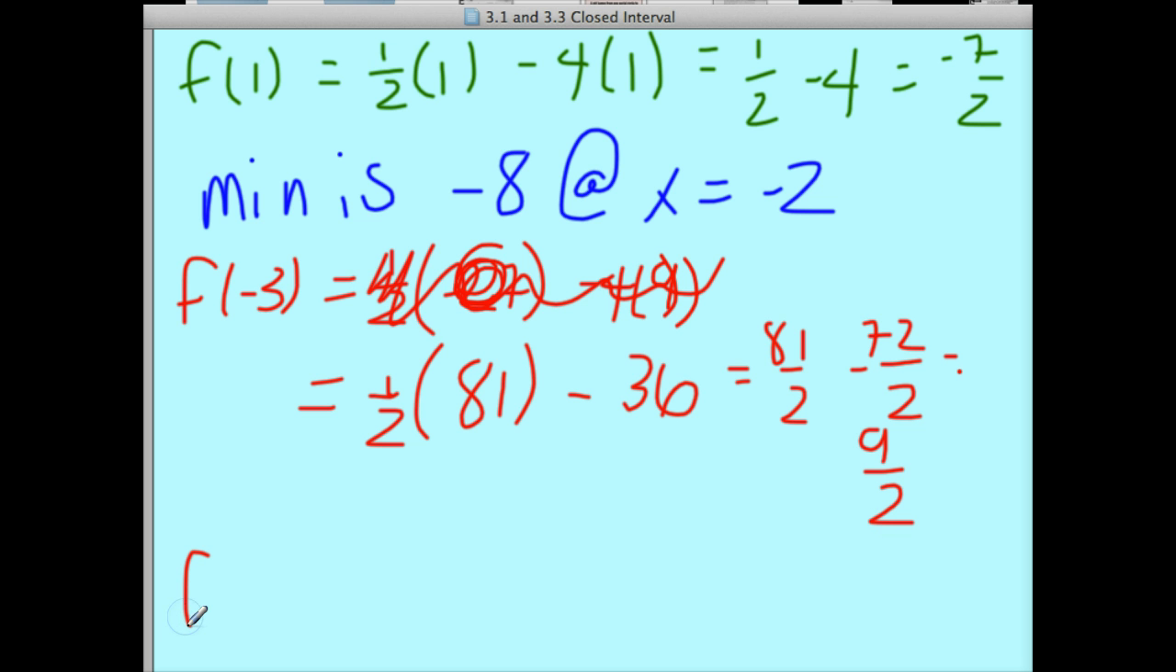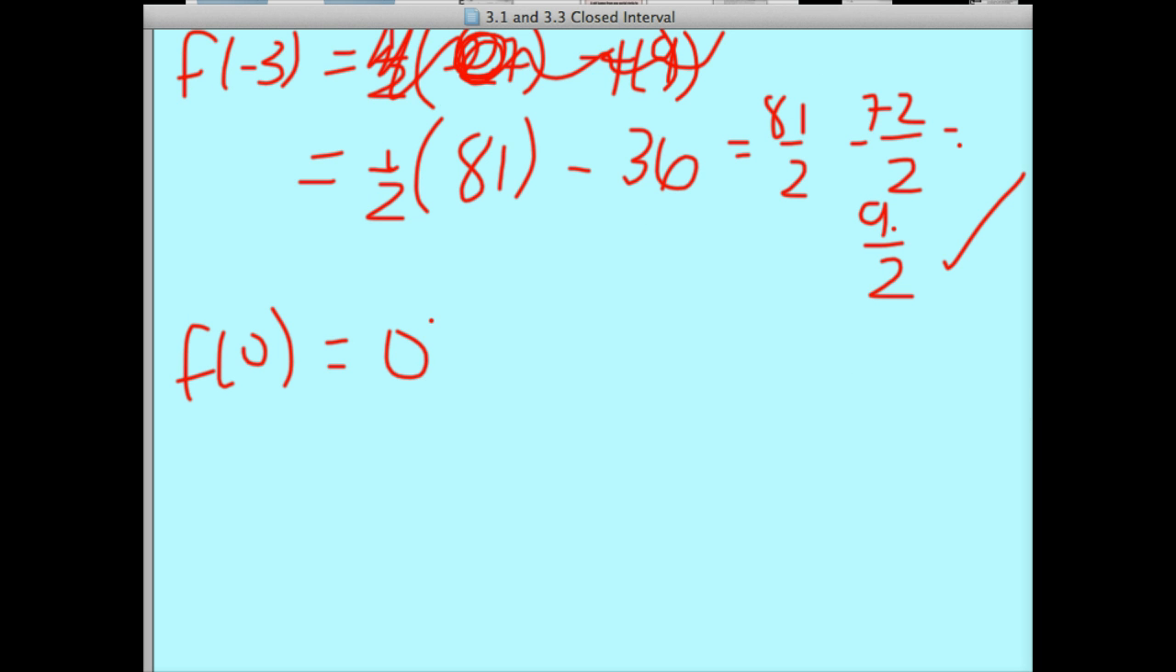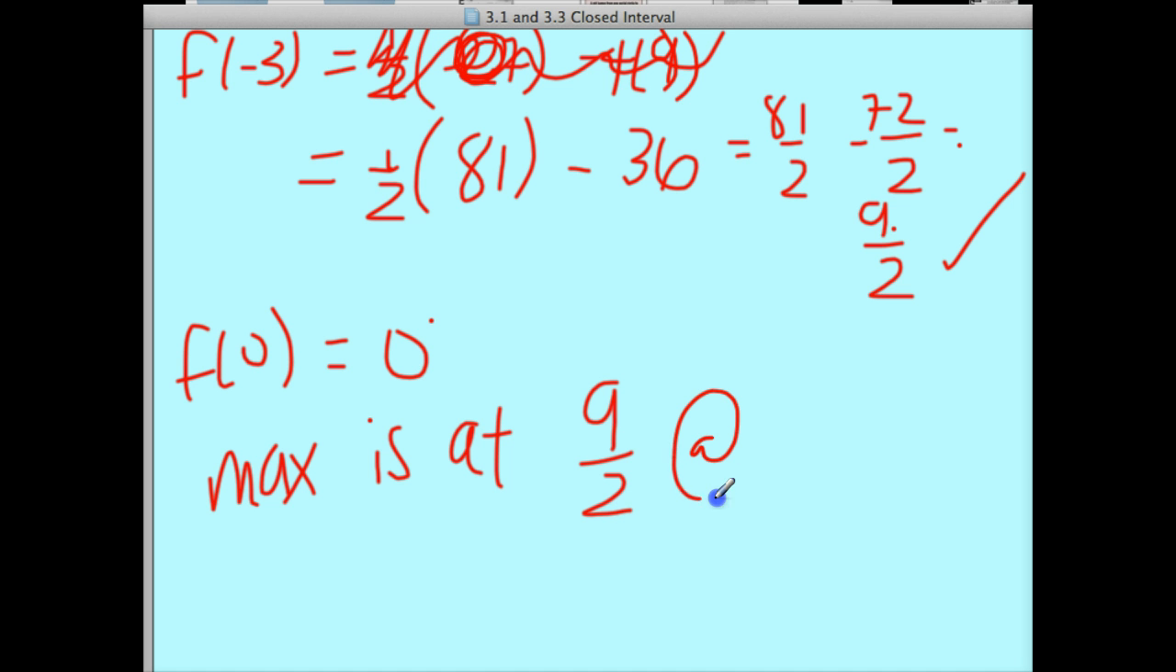If I plug in 0, I end up with 0. So of these two values, this is the higher value, so we know our maximum is 9/2 at x is equal to negative 3. Alright? So the only addition here is making sure you test your endpoints to see which one has the highest value or the lowest value.